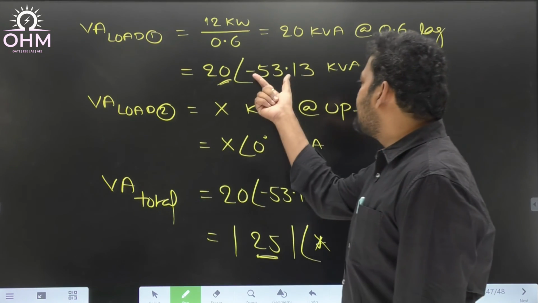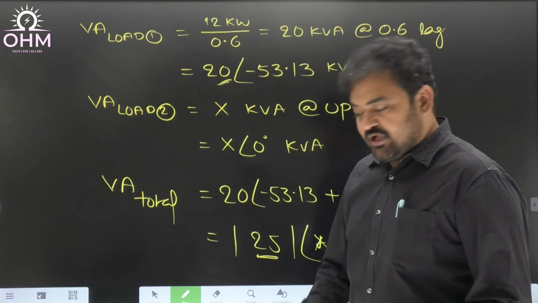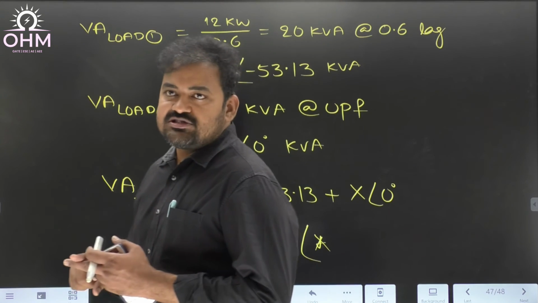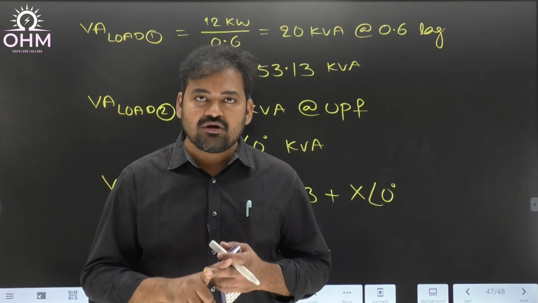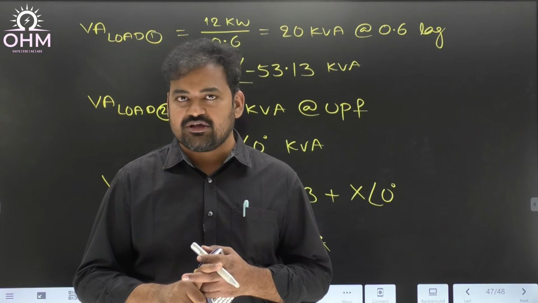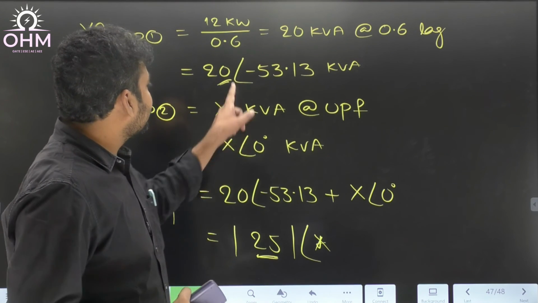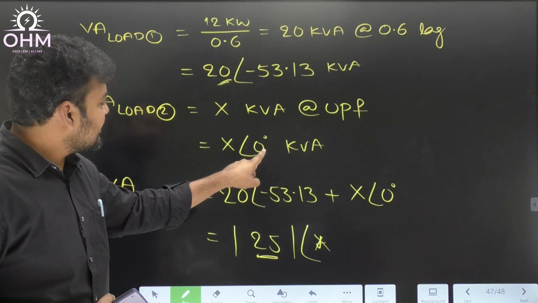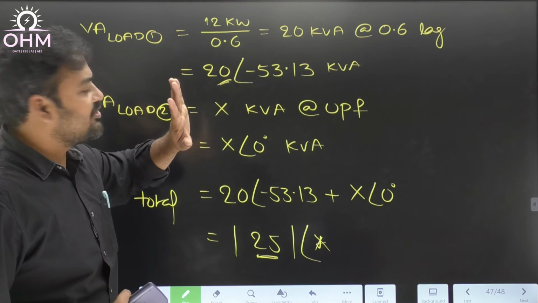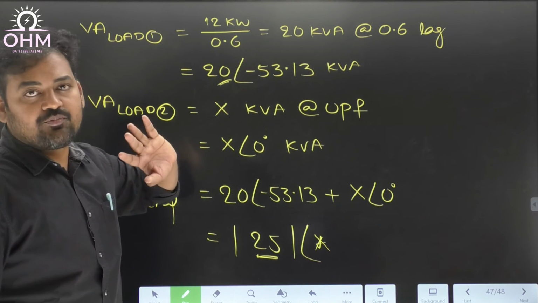The angle is very important. The power factor angle is important. Two active powers can be added algebraically, two reactive powers can be added algebraically, but you cannot add two volt-ampere powers algebraically. Okay, the angle is important. So the second load is a unity power factor load, so that's why it is at an angle 0. The first load is a 0.6 power factor load, the angle is 53.13.